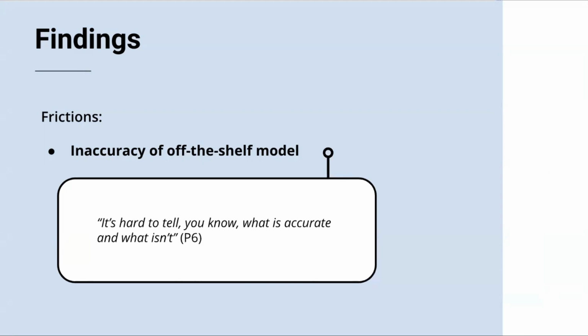Participants were sometimes unsure what the system actually did and thus were hesitant to share the photo. As P6 shared, it's hard to tell what is accurate and what isn't.